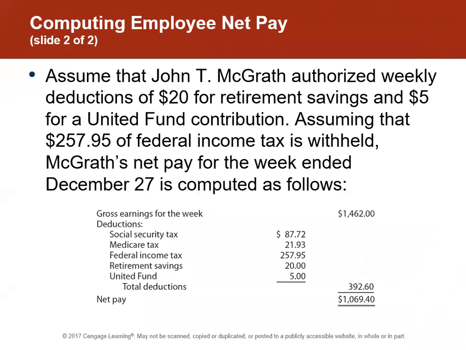So they're going to give you most of this. I just want you to understand where these deductions are coming from. So again, they calculated Social Security tax on a previous slide at 6%, Medicare at 1.5%. They told us the federal income tax, and they would tell you if there was a state tax, like 3%, 4%, something like that. They told us $20 to retirement and $5 to United. So we took his gross earnings and subtracted out all these deductions to get a net pay of $1,069.40. That's the check we're going to write to John T. McGrath, and that's going to be deposited in his bank account. That's his net take-home pay.